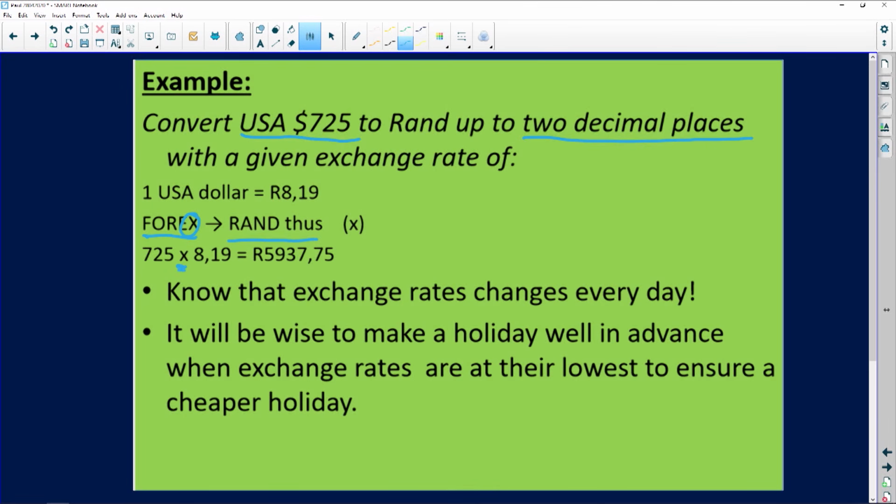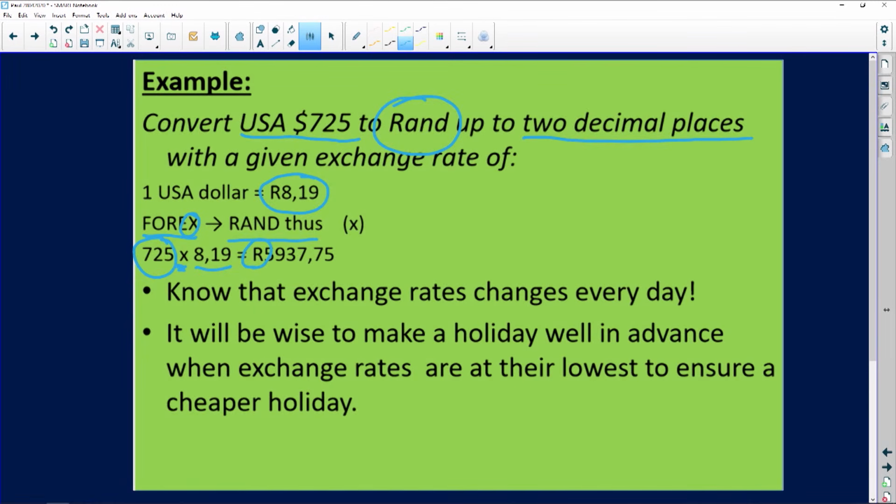With what are you going to multiply? You're going to multiply with the exchange rate that was given. In this example, the exchange rate that was given is 8.19. So you add it in. The dollars that you wanted to exchange is 725. You do your calculation, you get your answer in rand. Remember, we said we want to convert it to rand. So your answer has to be in rand, and please remember to use the symbol of the currency in your final answer to not lose marks on that.